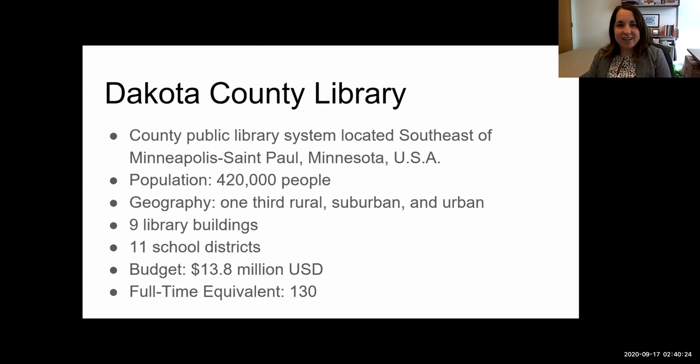My library is a 9-branch public library system. We serve about 420,000 people, and we have a combination of suburban, rural, and urban geographic communities. We have 9 library locations. We serve 11 school districts, and we have a generous budget and sufficient staff for all of those locations.